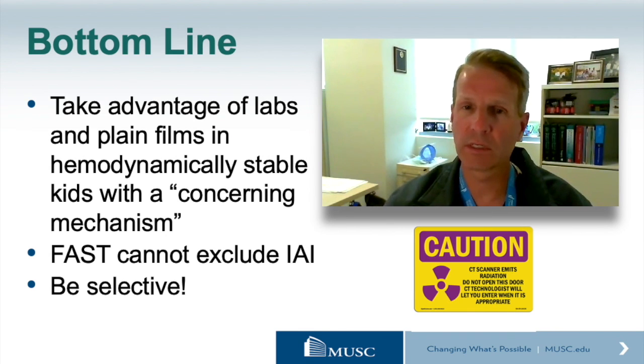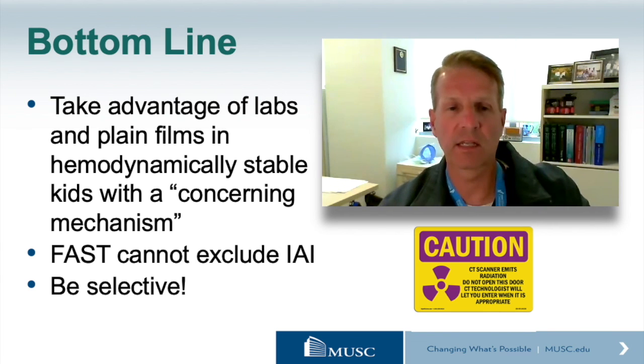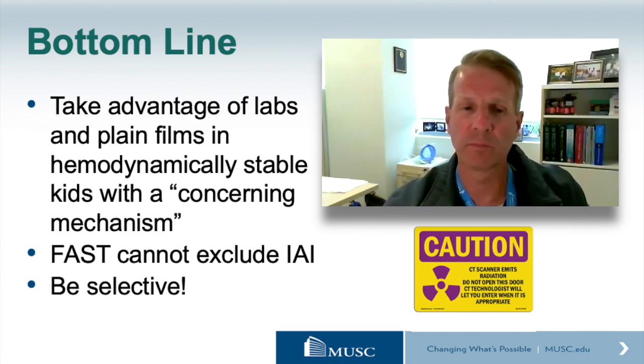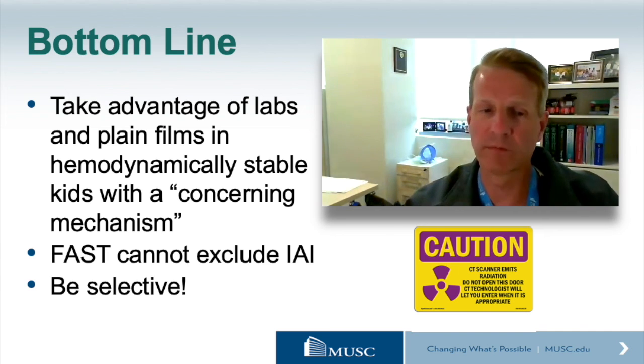In conclusion, I do feel that there is a role for labs and plain films, particularly in hemodynamically stable kids with a concerning mechanism. They all don't need CT. I don't feel that FAST can exclude intra-abdominal injuries safely. And based on the practice guideline, I think that it is possible to be selective on who receives abdominal CT.